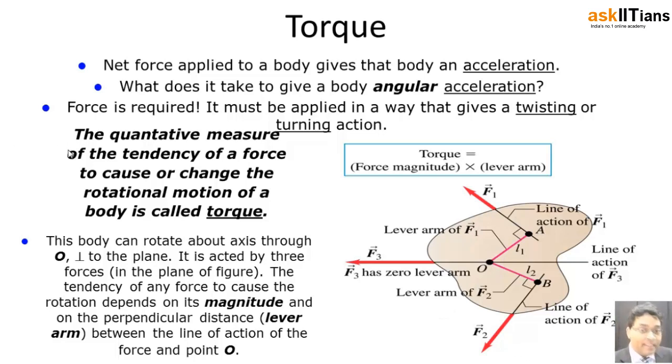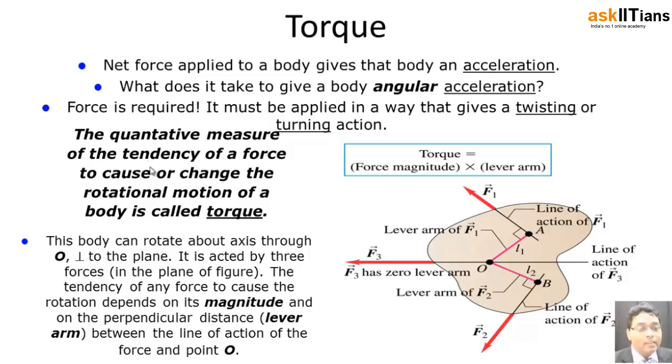What does that mean? The quantitative measure of the tendency of a force to cause or change the rotational motion of a body is called torque. So it is basically the magnitude of the force multiplied with the lever arm. There can be any angle between the force and the lever arm. Since this is a cross product, you can see these two quantities are perpendicular to each other. So torque is found by the force cross product with the lever arm, right?